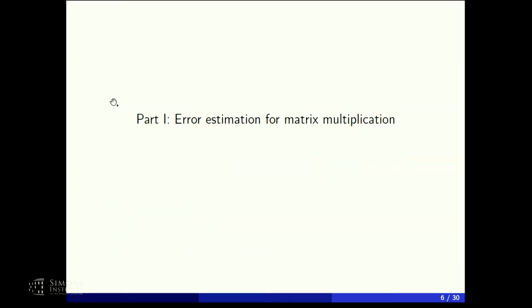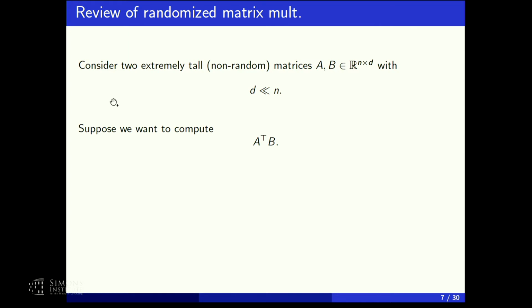And I'm going to break the talk into more or less two disjoint pieces. Okay, so I'll just outline the setup. So I have two extremely tall matrices, A and B. They're deterministic. In all of the problems, I'll consider the inputs as deterministic, even though they could obviously be data. I'm not going to consider that source of randomness.